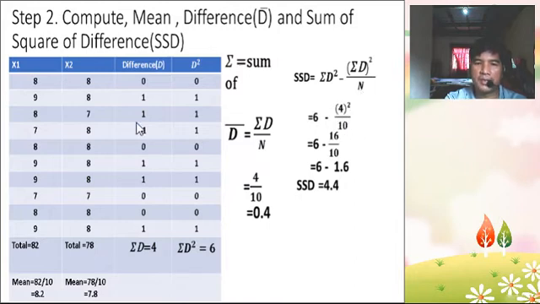The number of participants, we have 1, 2, 3, 4, 5. There are 10 participants. Okay, 6 minus 4 squared is 4 times 4 equals 16, divided by 10. 16 divided by 10 equals 1.6. Okay, you carry 6 here. 6 minus 1.6 equals 4.4. So that is the sum of square of difference or SSD. Okay, so that is step number 2.